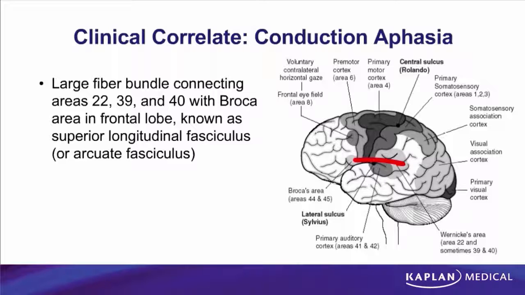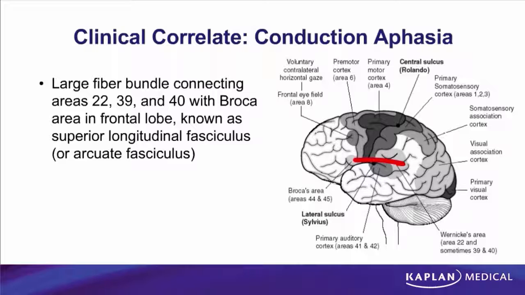So this fiber bundle logically connects language comprehension centers that are back in the temporal and the parietal lobe with motor speech centers up here in Broca's area, giving us the appropriate neural connections that give us the ability simply to repeat after an examiner and to provide a verbal answer to an examiner's question. So a lesion of this individual structure, just a lesion to the arcuate fasciculus, leaving the other language centers intact, results in what is known as a conduction aphasia.